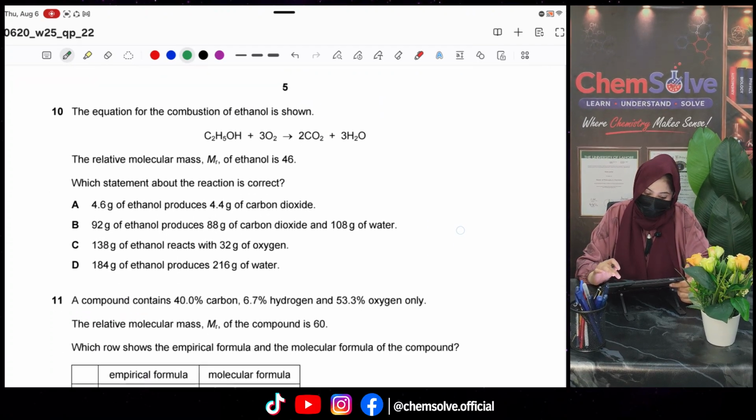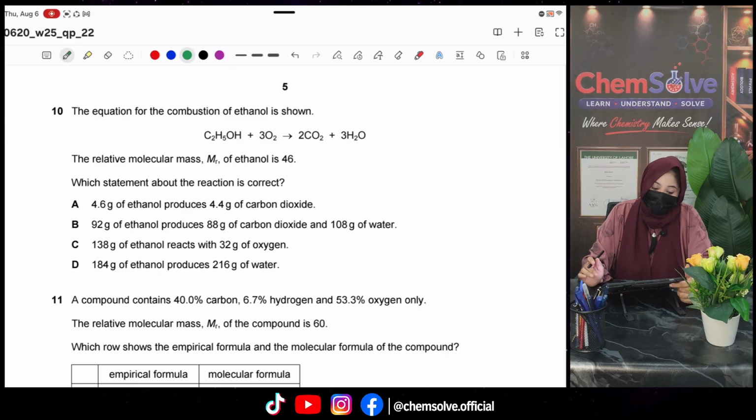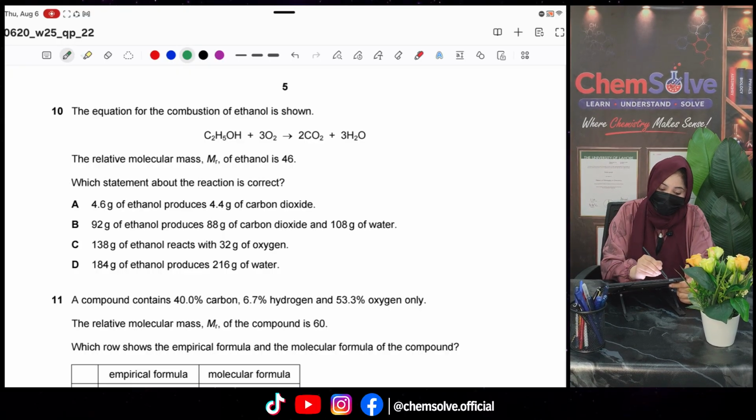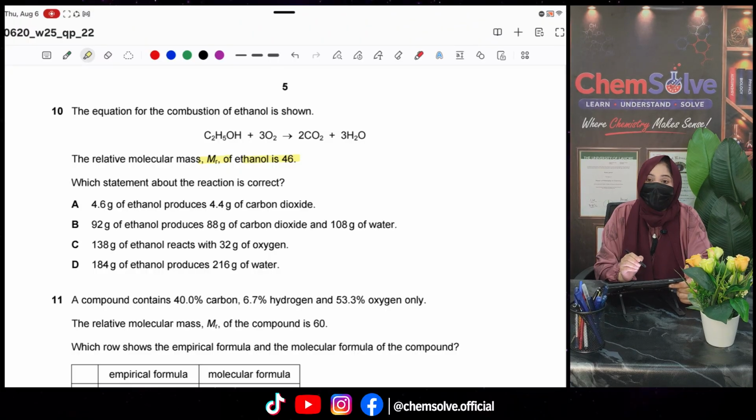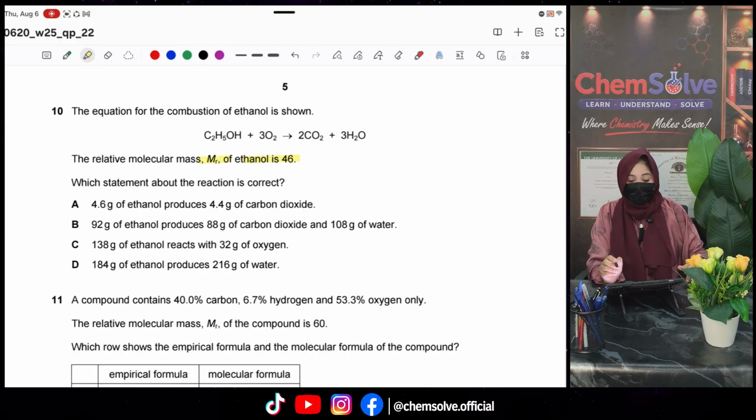Question number 10. The equation for the combustion of ethanol is shown here. The relative molar mass Mr of ethanol is 46. Which statement about the reaction is correct? So we have to look at these options one by one. 4.6 grams of ethanol produces 4.4 grams of carbon dioxide.